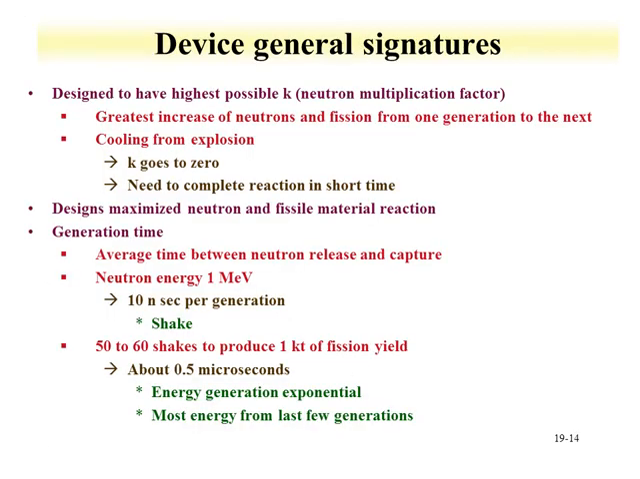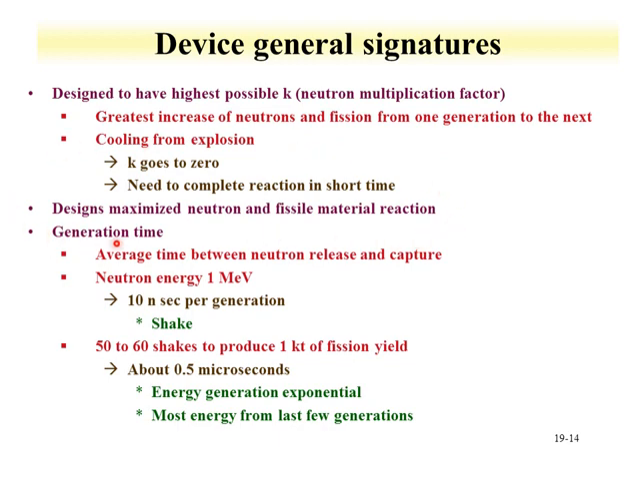We're going to conclude this lecture with a discussion of some very general signatures in devices and how those are used for nuclear forensics. Generally speaking, a device would like to have the highest neutron multiplication factor. So this increases the neutrons and fissions from one generation to the next.